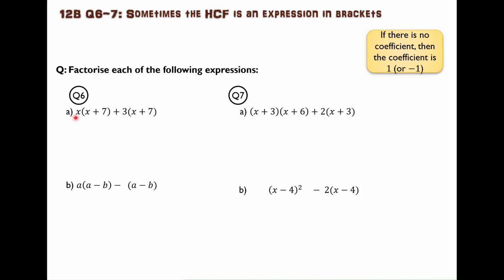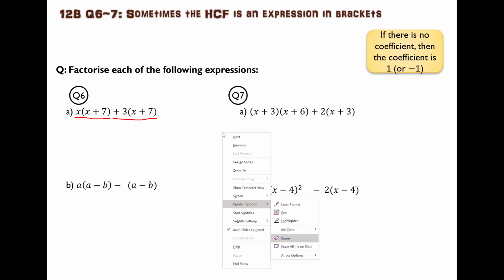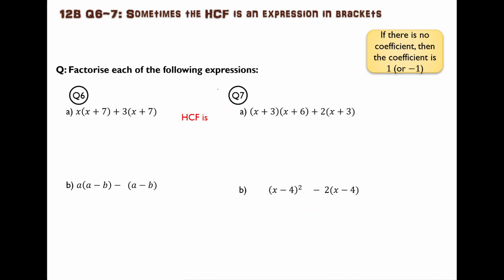In the first question here, I've got two terms. There's one here and one here, right? And they're added together. There is something that is common to both. There is a common factor in both. Can you see it? The highest common factor, the factor that is common to both, is x plus 7.